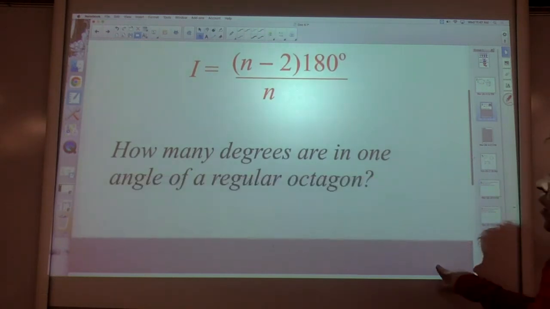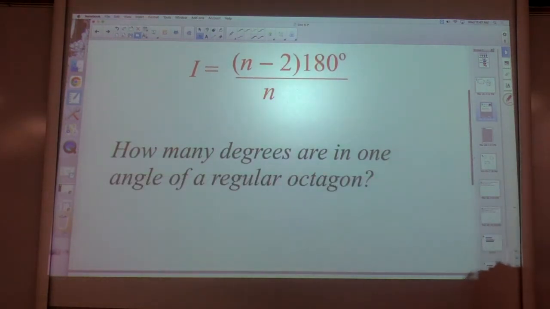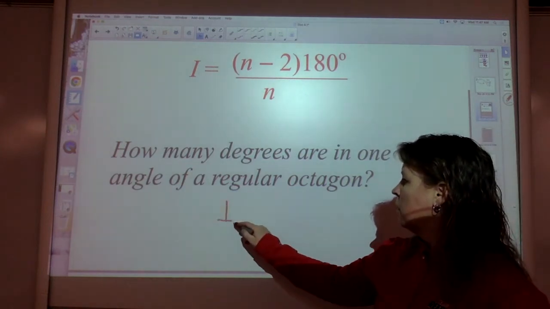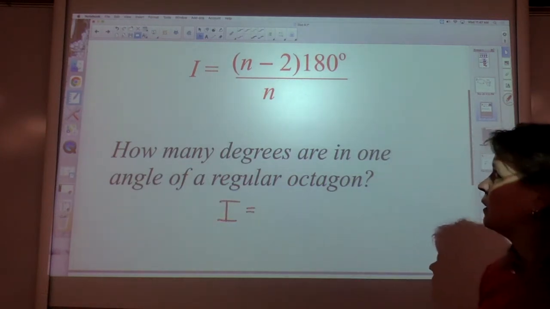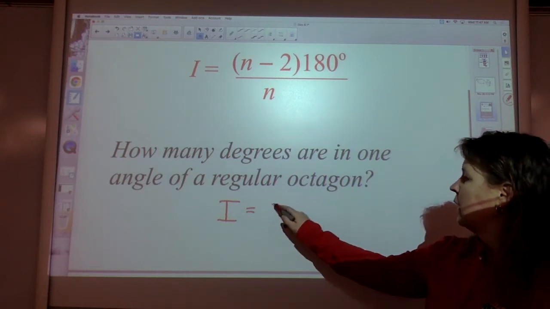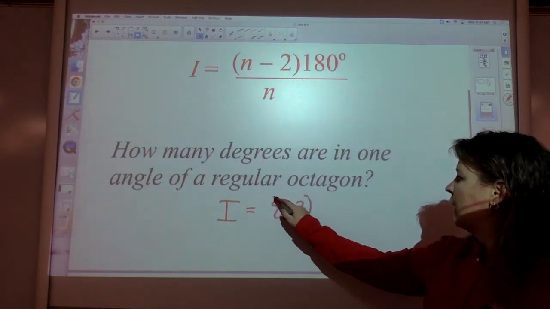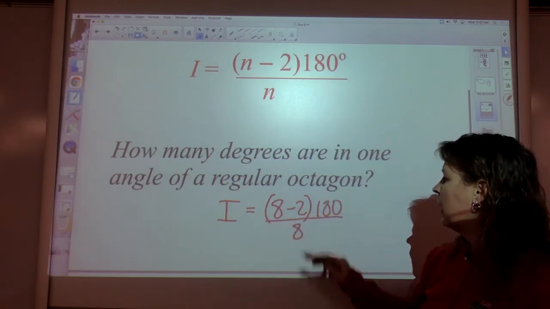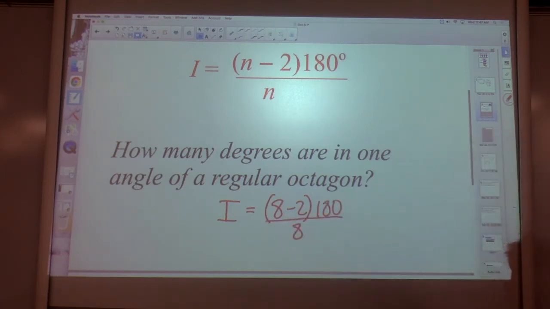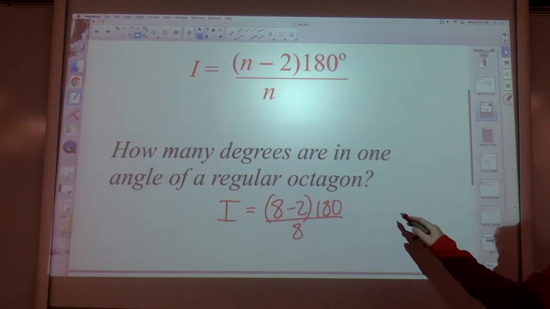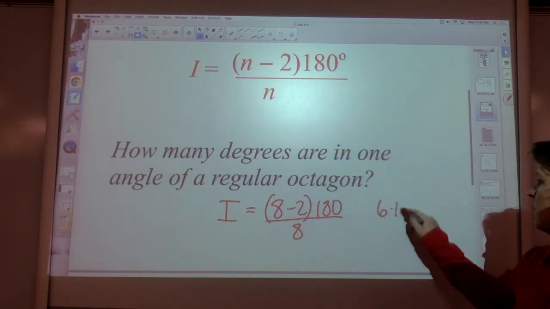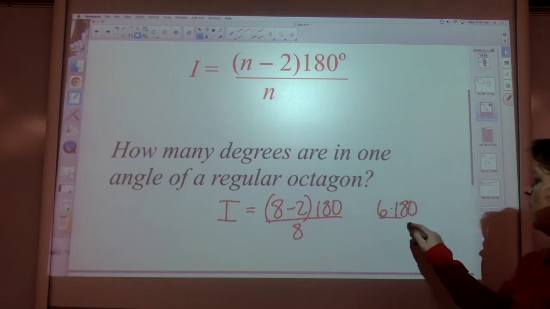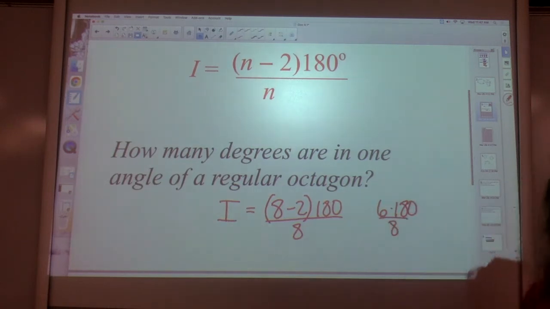How many degrees are in one angle of a regular octagon? One angle of a regular octagon. We want capital I for the one interior angle. Octagon, again, make sure you know how many sides an octagon is, which is 8. 8 minus 2 is 6. 6 times 180 divided by 8. Go ahead and calculate that out also.